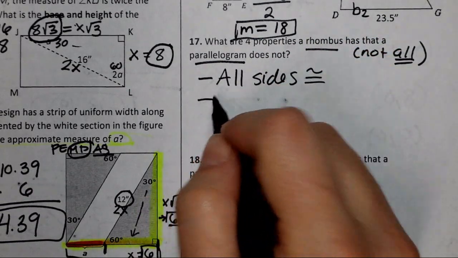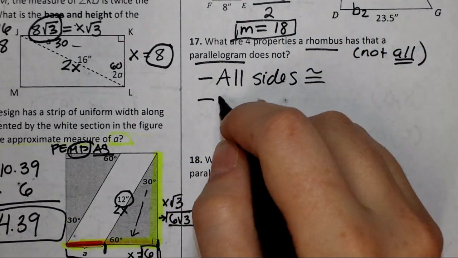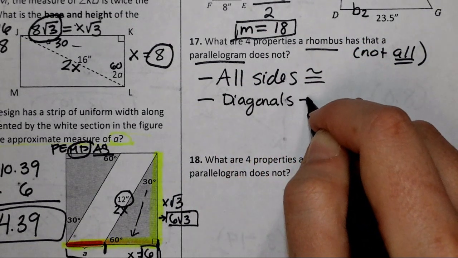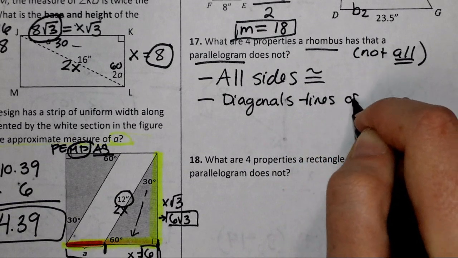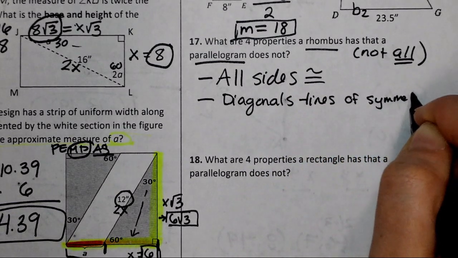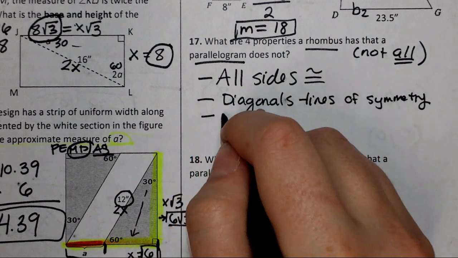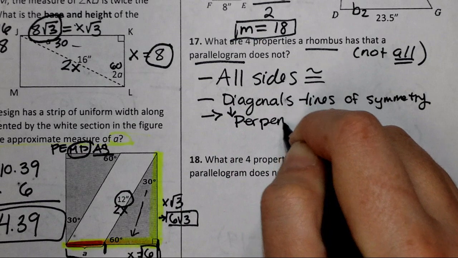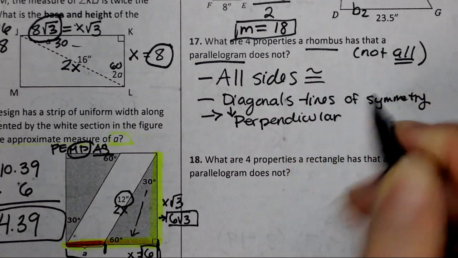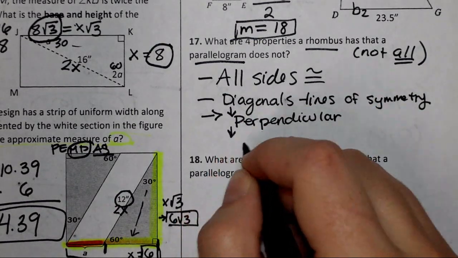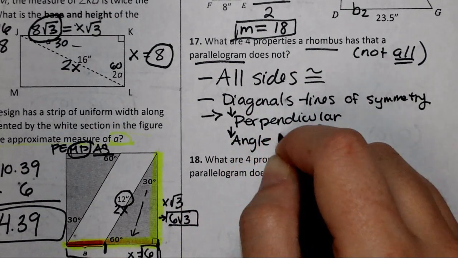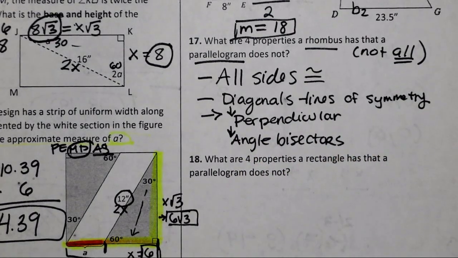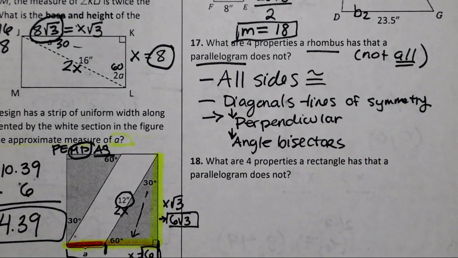Okay. Oh, it also has the diagonals as lines of symmetry. Okay. Diagonals are also perpendicular. Okay. And the diagonals are also angle bisectors. And that's what makes a rhombus special.